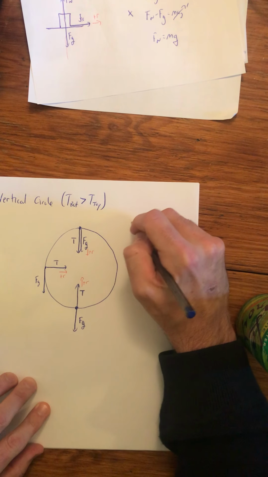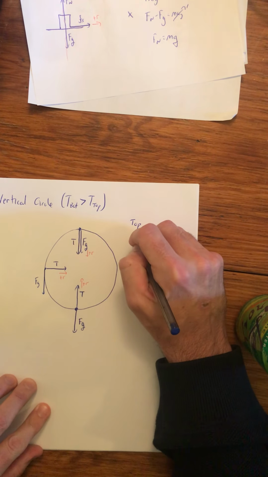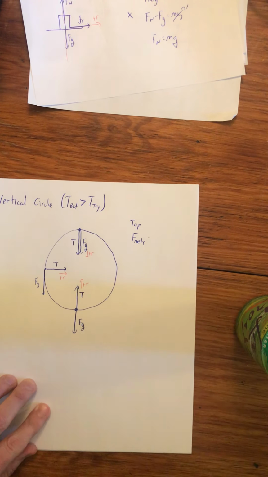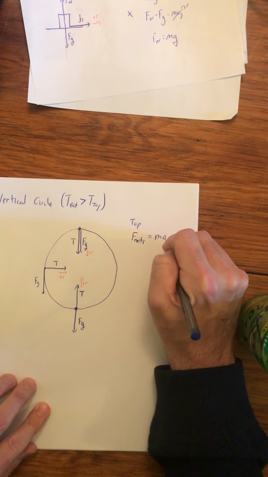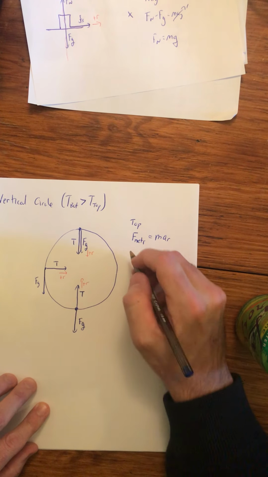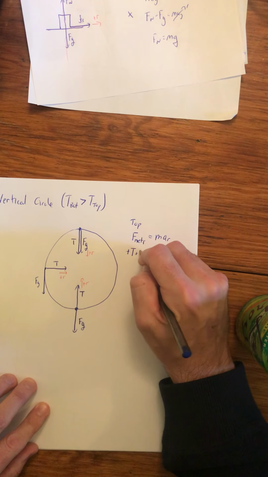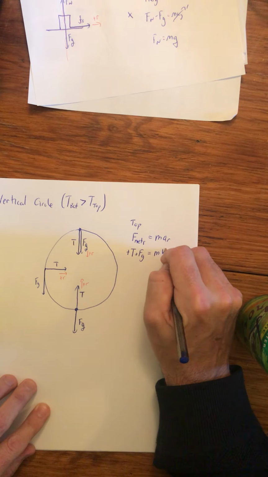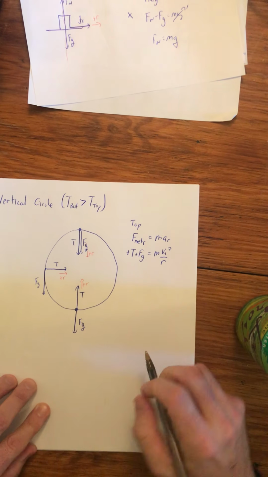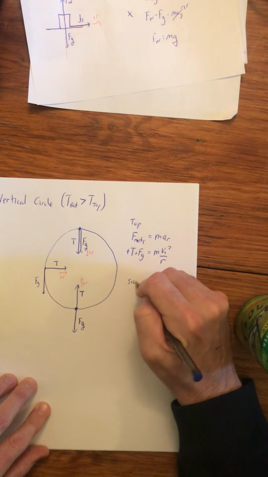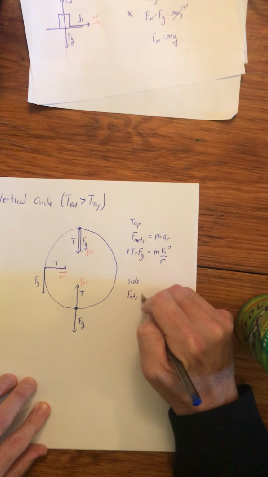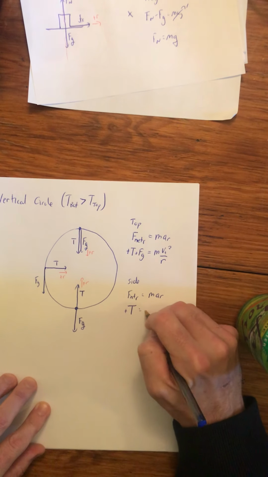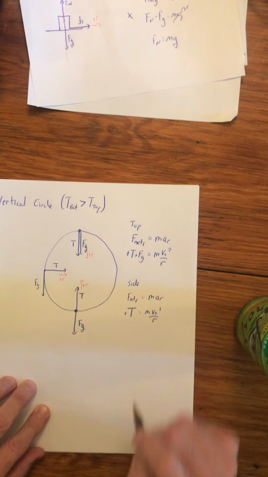So now if I were to do a sum of forces equation in the radial direction at each location, F net R is equal to m a_R. At the top, I've got both tension and Fg acting inwards, nothing acting outwards, and that's equal to m v_t squared over R. At the side, F net R is equal to m a_R, and that would be positive T is equal to m v_t squared over R.